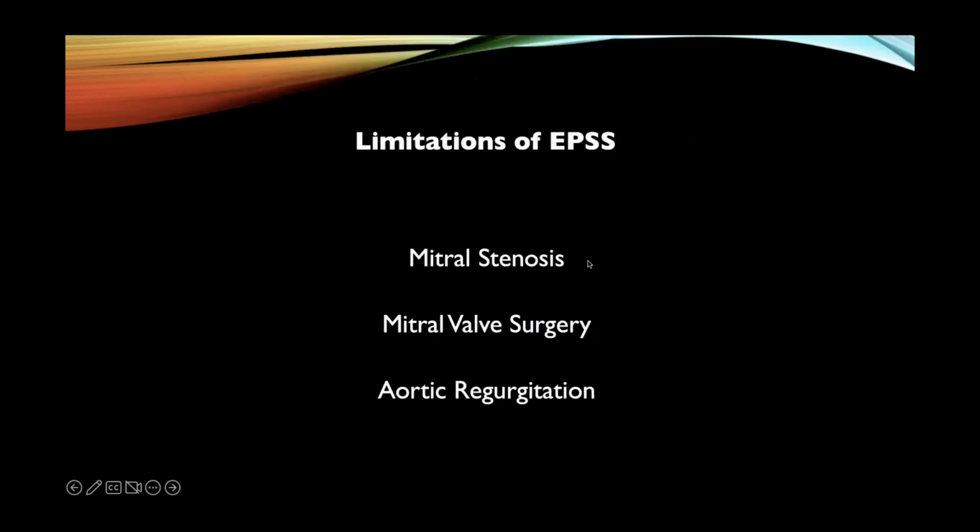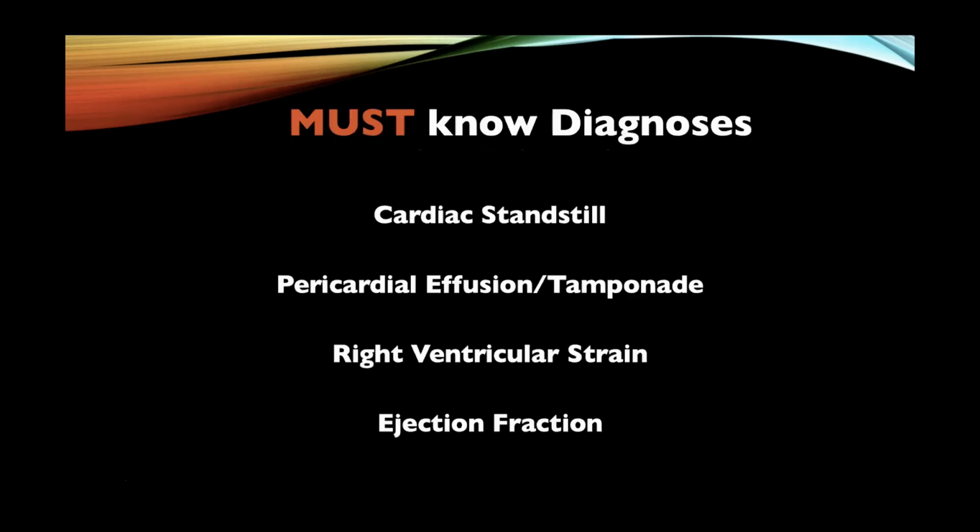There are some limitations, including mitral stenosis, any surgery on the mitral valve, or aortic regurgitation. EPSS is not perfect by any means, but it's one of the basics that you should be able to look at, the anterior leaflet of the mitral valve, when you're doing an echo, and have some idea of what their ejection fraction is. Now the last section is on pathology. Some of our must-know diagnoses are cardiac standstill, pericardial effusions and tamponade, RV strain, and, like we just mentioned, the ejection fraction.